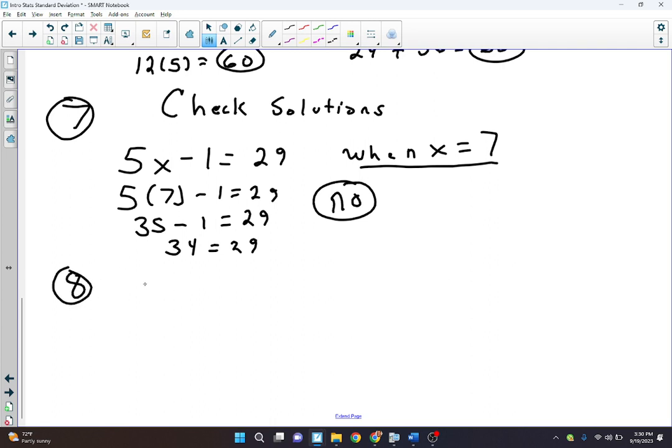Let's do another one. 3x divided by 2 is greater than or equal to 14 when x equals 10.